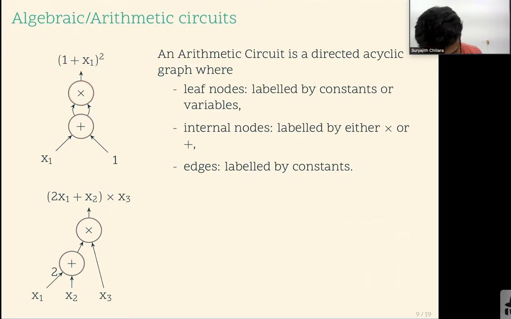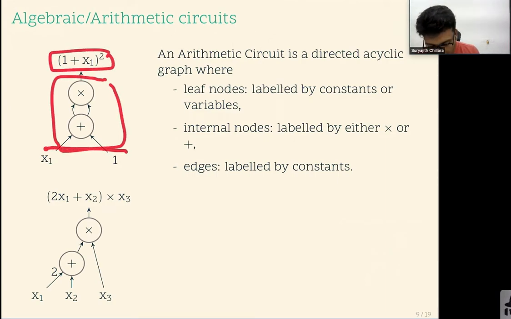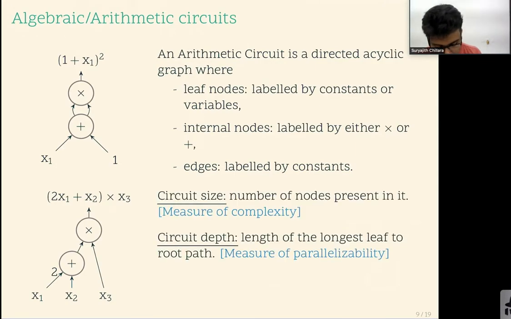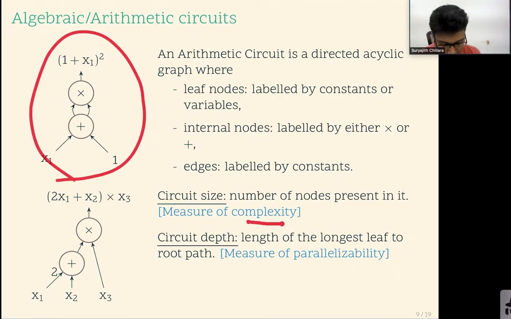Right? So now this directed acyclic graph generates a polynomial from constants and variables by applying algebraic operations on them. So the complexity of computing a polynomial is the number of nodes or the number of algebraic operations in this directed acyclic graph. So the circuit size is the number of nodes present in this directed acyclic graph, and that is a measure of complexity of a polynomial.